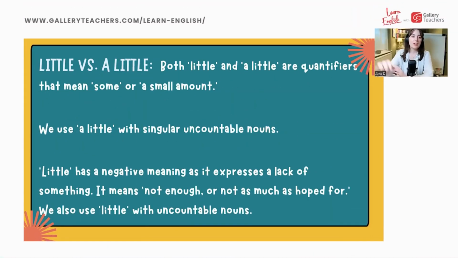Here we go. First, we will focus on little versus a little. So that's how we'll start. We will compare little and a little, and then few and a few. Okay, because there are significant similarities, and it's by comparing them that you really understand the difference.